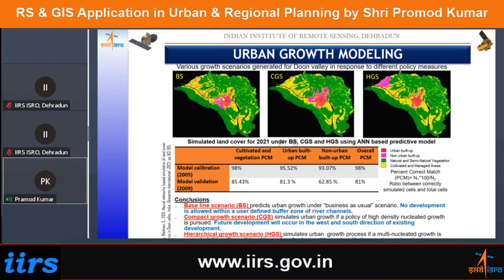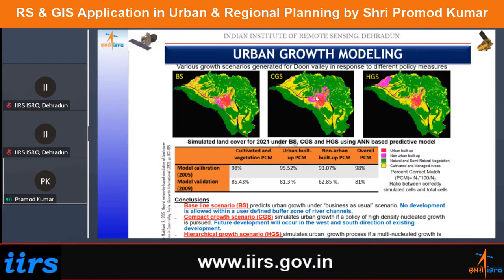Suppose the planners say it is not possible to grow any further. In such a case there will be a compact growth scenario, because the land use does not permit built-up growth to happen in other parts of the city. In such a case, vertical rise will happen, and also there will be densification. That's how the compact growth scenario will happen.